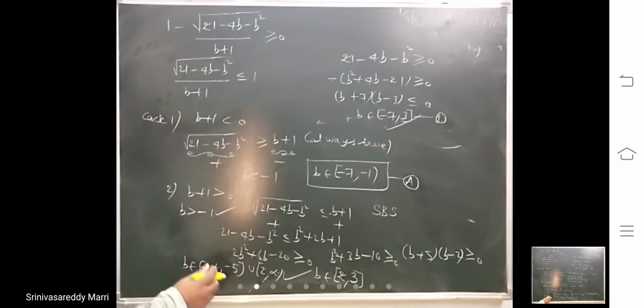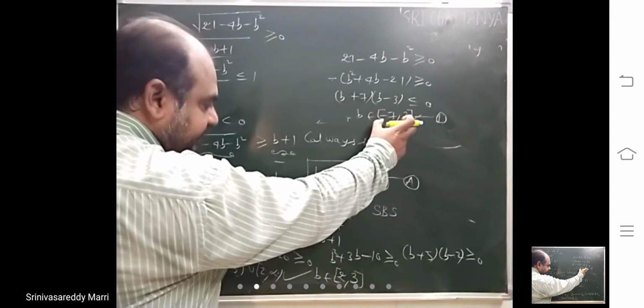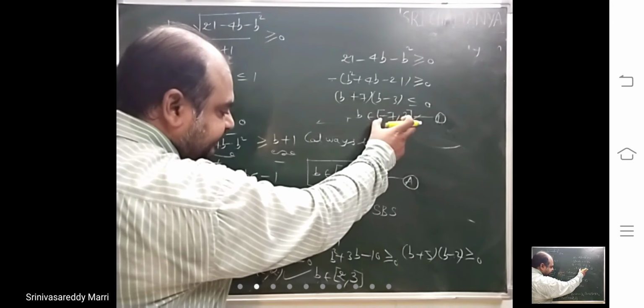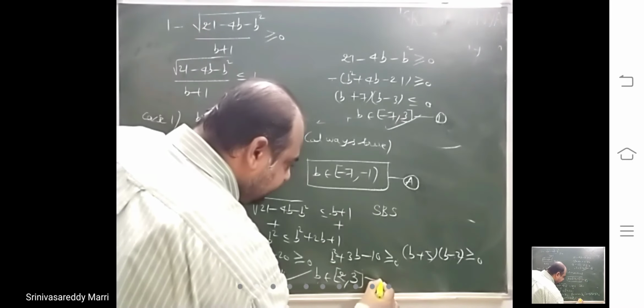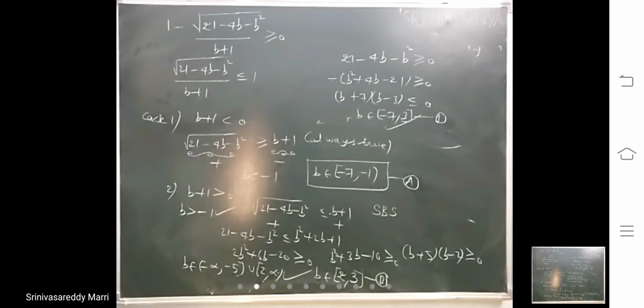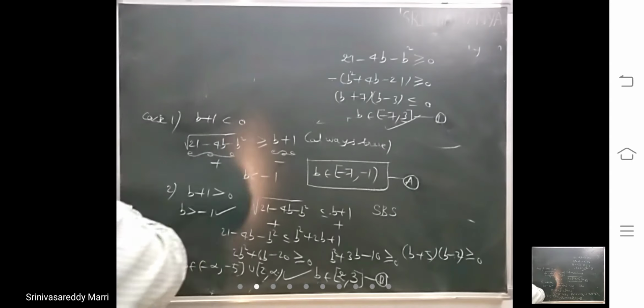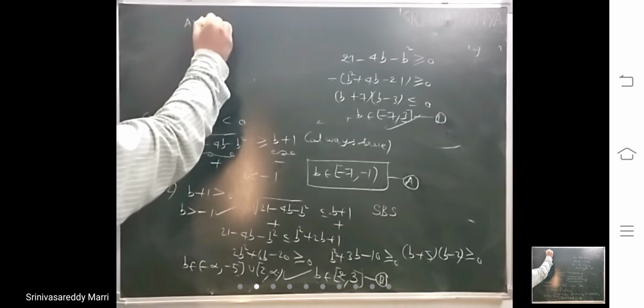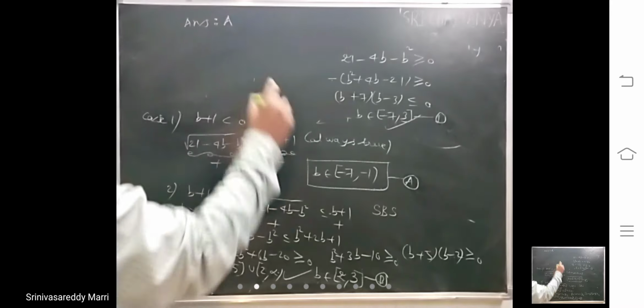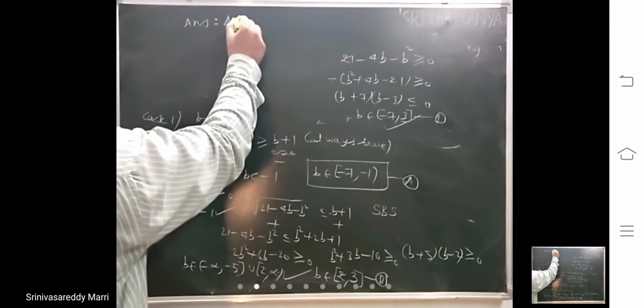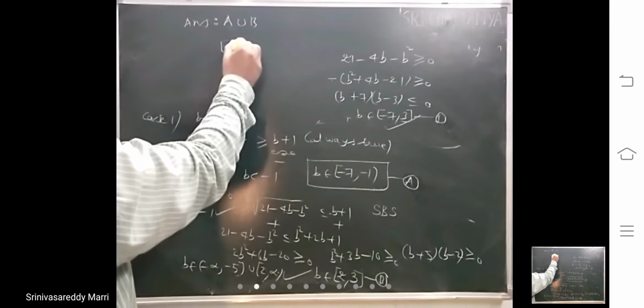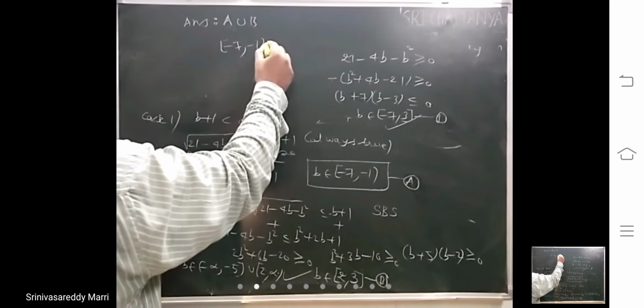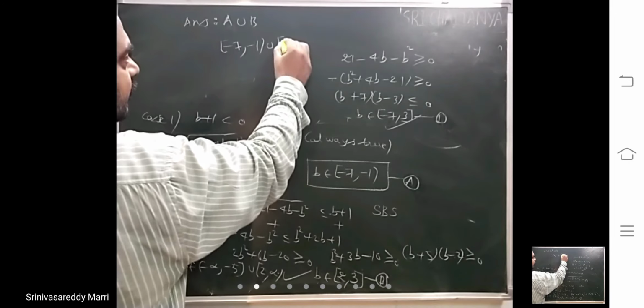Because b greater than minus 1 means these will not come. Only 2 to infinity. 2 to infinity is here, minus 7 to 3 is here. Then what are the common values for 2 to infinity and minus 7 to 3? 2 to 3. This is b. So therefore your answer is first case union second case. These values will be there as well as these values will be there. That means minus 7 comma minus 1 union 2 comma 3.